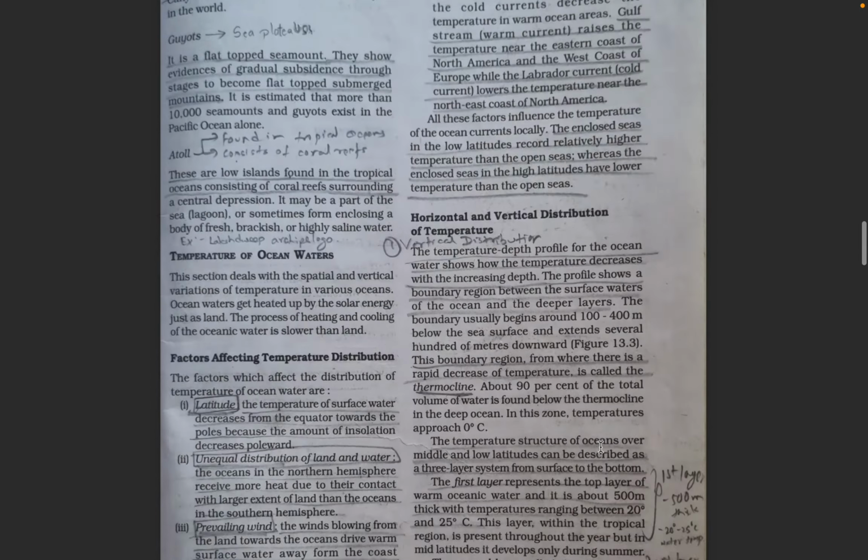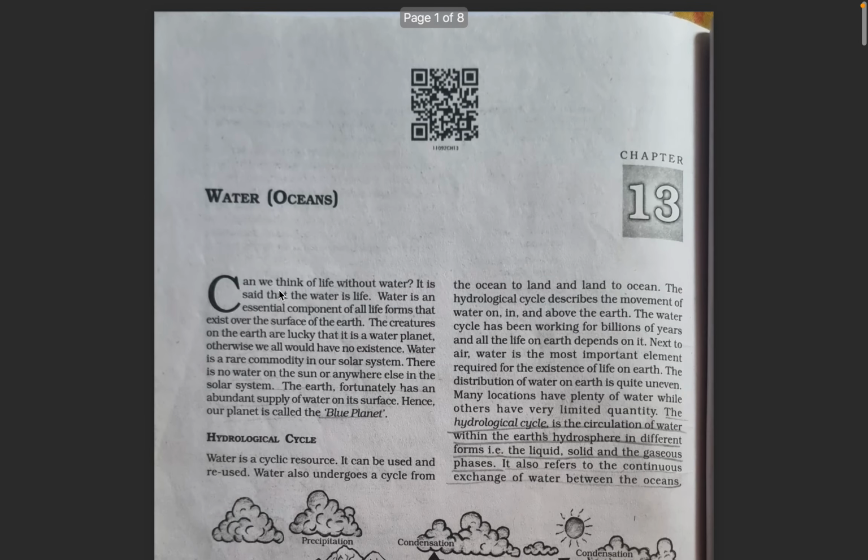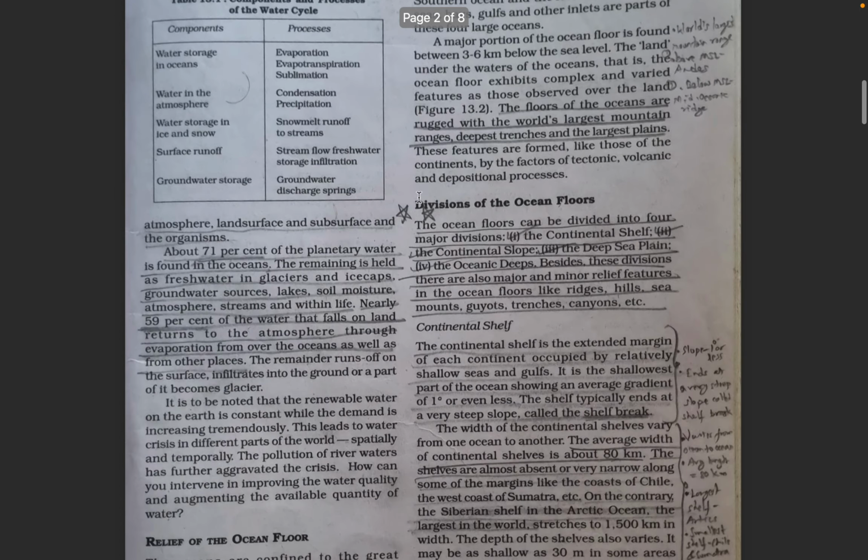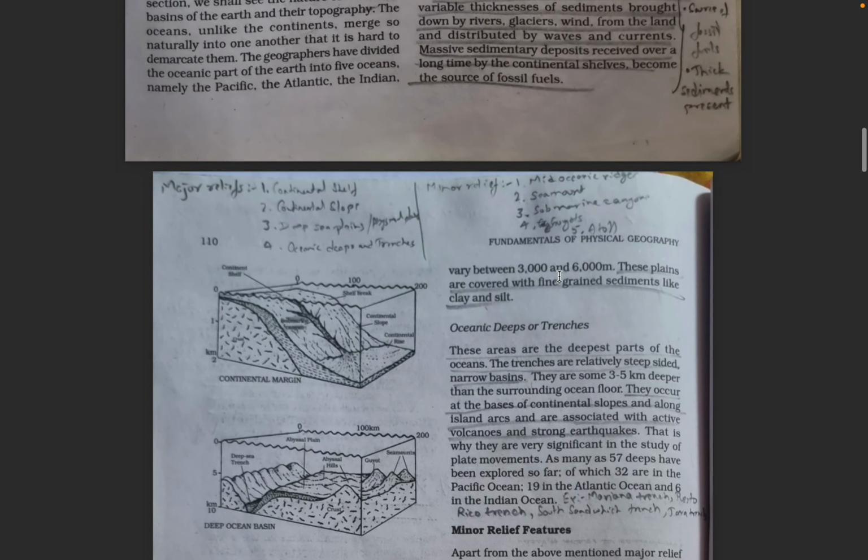This is the complete chapter, Water and Ocean, of Physical Geography Class 11. I have also covered the MCQs as per the UPSC, which I have written here in the points, which UPSC has already asked.